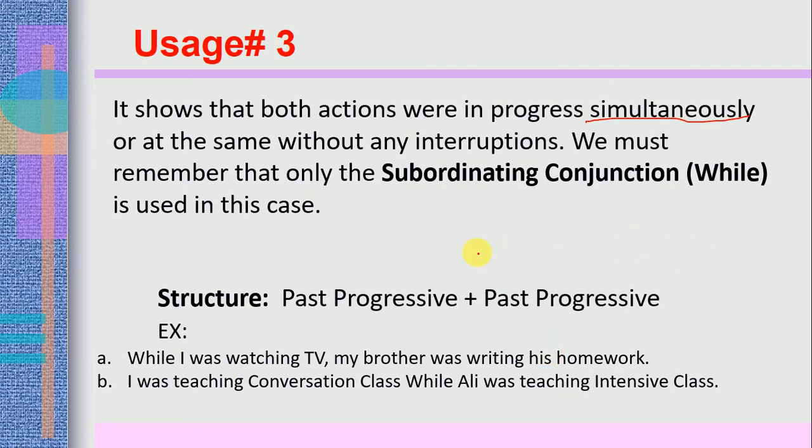If we just draw the diagram, here we have two actions that were in progress in the past. Two actions were just happening at the same time. Here we have past, here we have present, right, and here we have future.